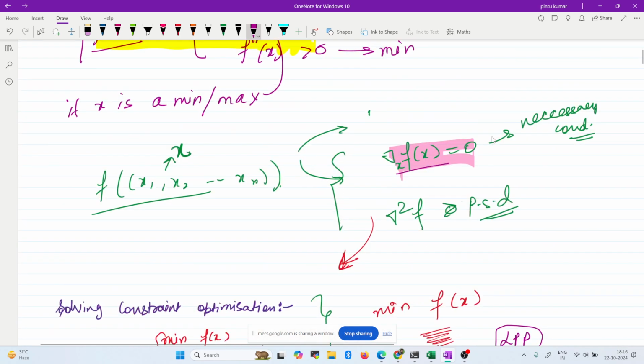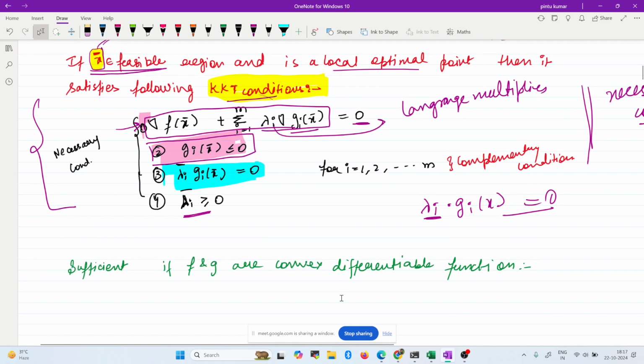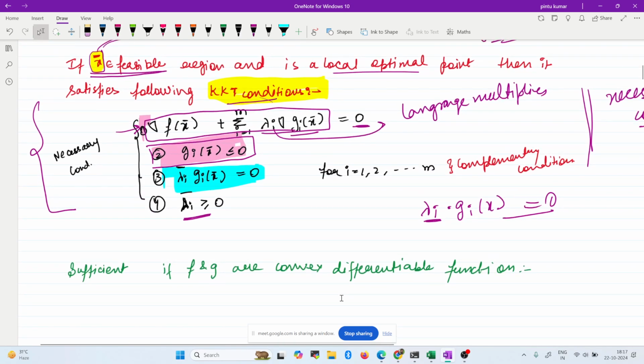So we have talked about the necessary condition. We also had some sufficient condition. For a general optimization problem, we actually don't have any solid sufficient condition. So we don't have an explicit sufficient condition, but in some special cases, we have some sufficient condition. What are those special cases?